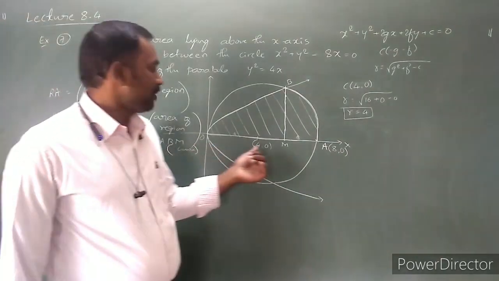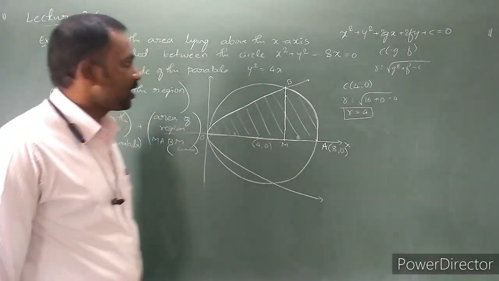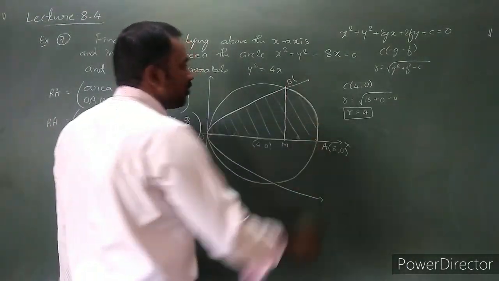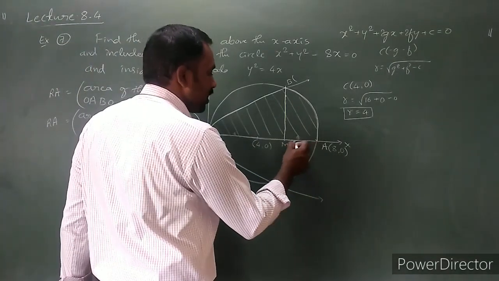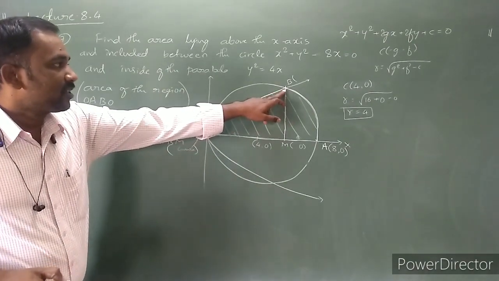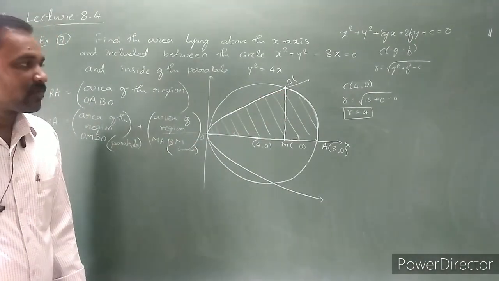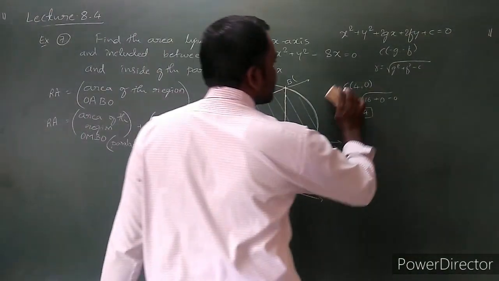To find the area under the parabola, we need the point B. B point means the M coordinate is required. How do you get the M coordinate? This y value is 0 here. It is the point of intersection of the parabola and the circle. Solving the parabola and the circle.